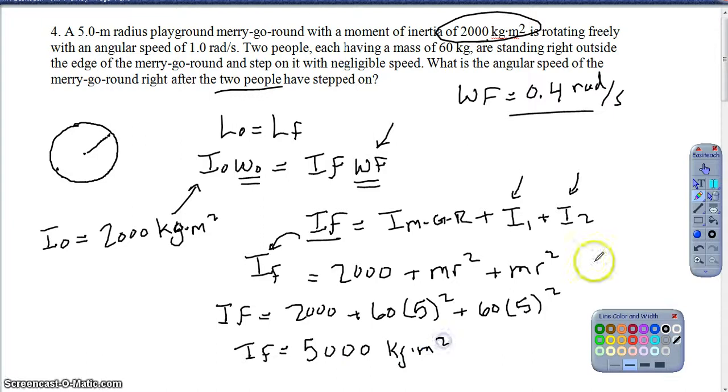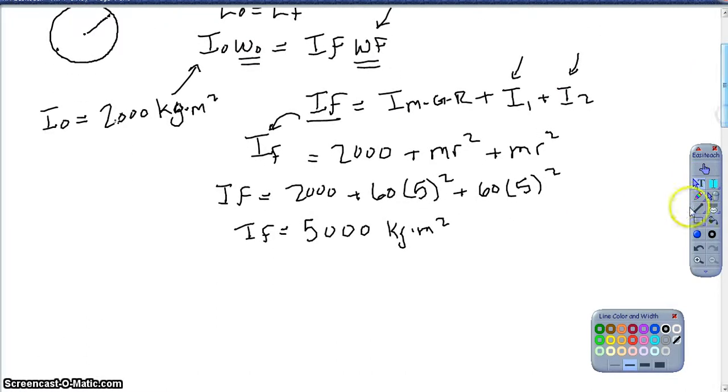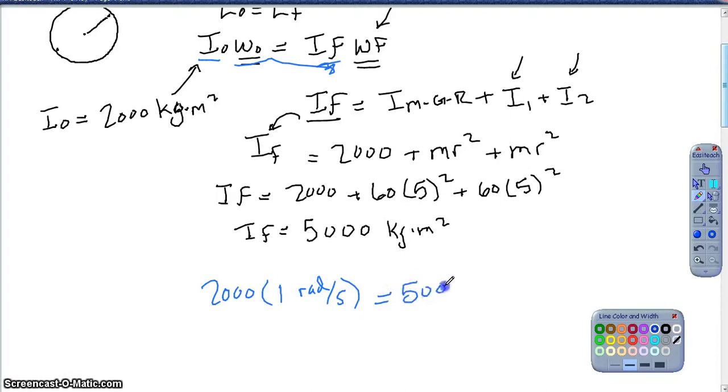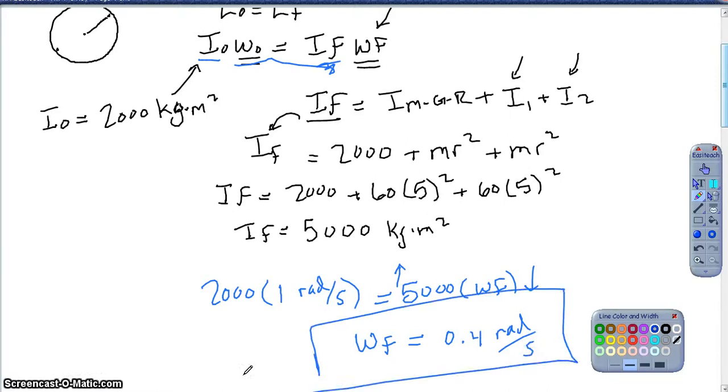Now that I've got my final moment of inertia and I already had the initial information, it's just a matter of plugging everything in. So 2,000 kilograms times meter squared times the initial angular velocity of 1 radian per second equals my final moment of inertia of 5,000 kilograms meter squared times my final angular velocity, which is what I'm looking for. Obviously, as we would expect, since the moment of inertia goes up, the angular velocity should go down. When I calculate this, I get 0.4 radians per second. So that's where I got my answer, 0.4 radians per second, from.